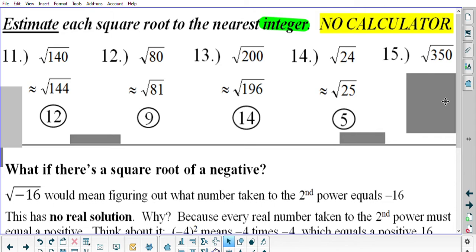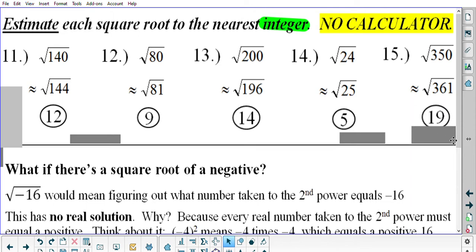And number 15, we have the square root of 350. What perfect square is closest to 350? It would be 361. So the square root of 361 would give you 19. Therefore, 19 is the best integer estimate that we can get for the square root of 350.